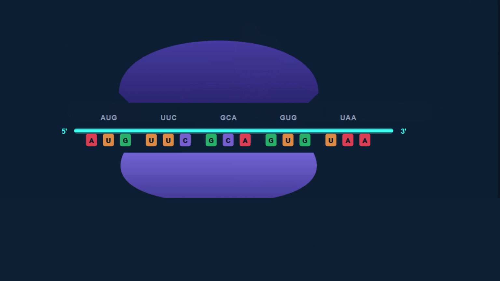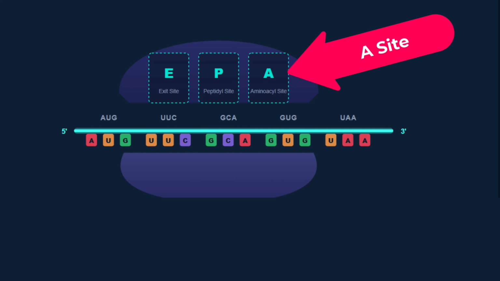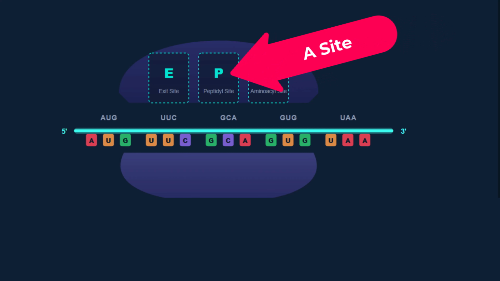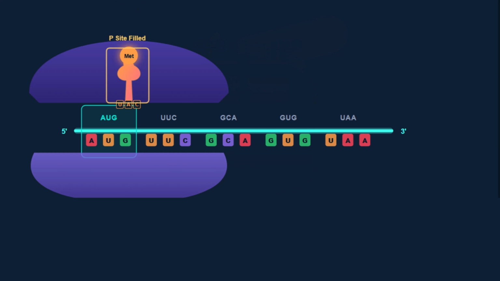The ribosome has 3 critical sites: the exit site, peptidyl site, and aminoacyl site. The aminoacyl A site accepts incoming tRNAs. The peptidyl P site holds the growing protein chain. The exit E site is where empty tRNAs leave the ribosome. Each one of these plays a major part in translation.